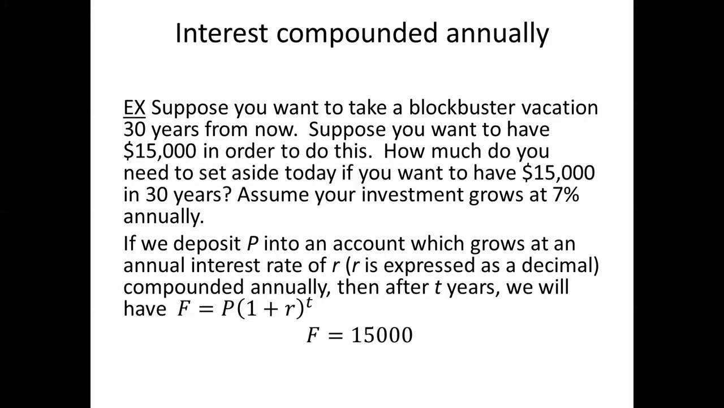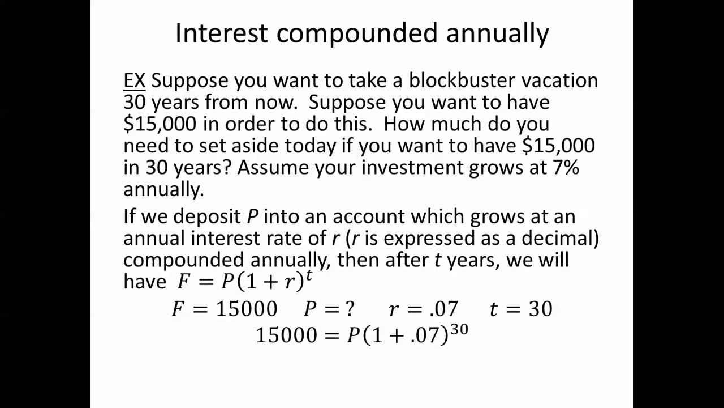So in this case, F equals $15,000. P we don't know. R, the interest rate, expressed as a decimal, is 0.07. And T, the number of years, is 30. So plug those into the formula. 15,000 equals P times (1 plus 0.07) to the 30th.